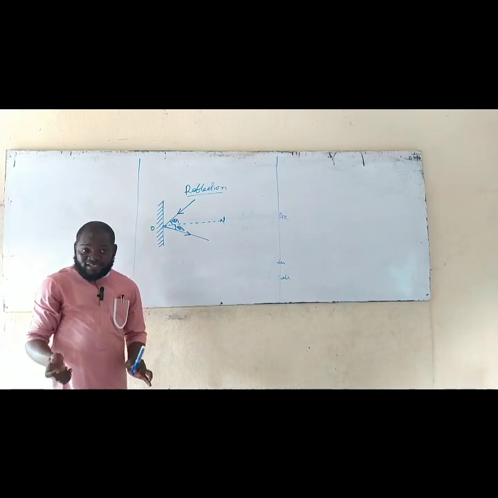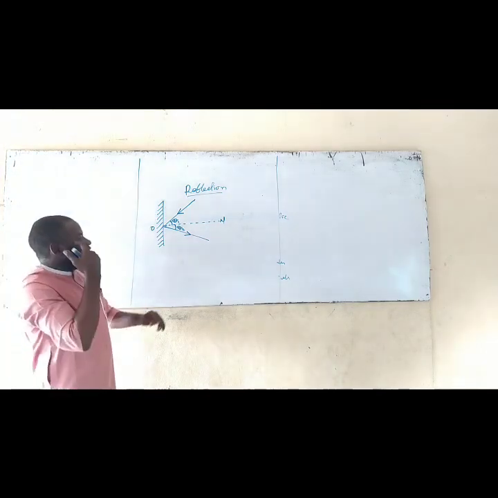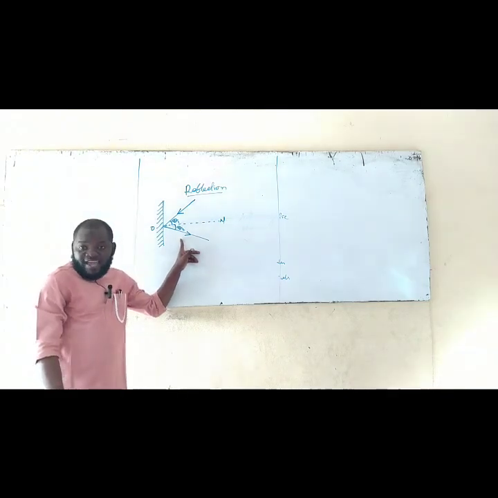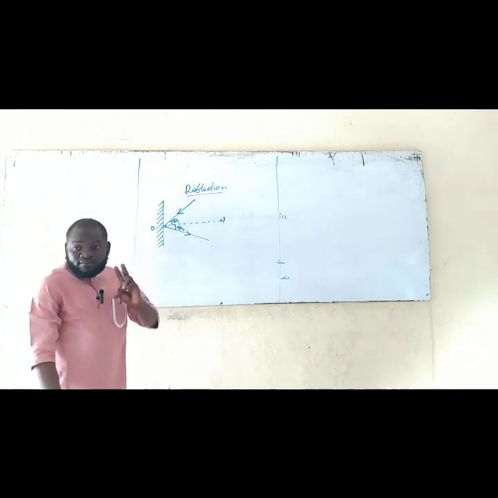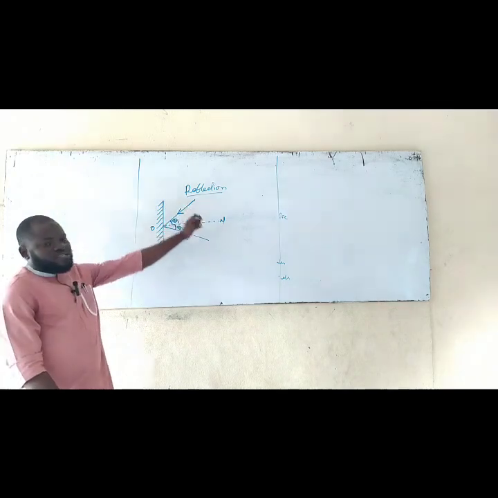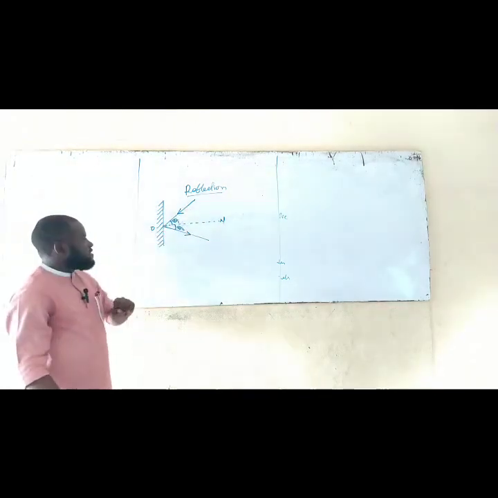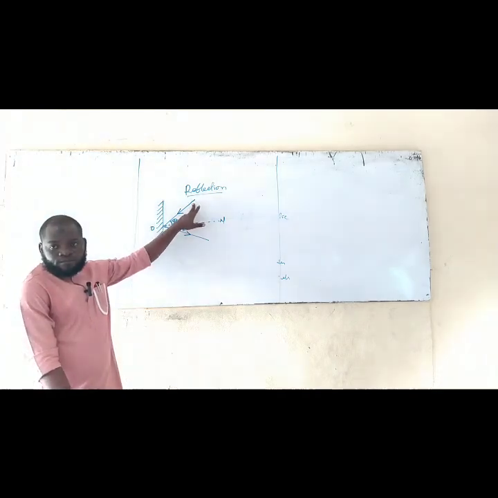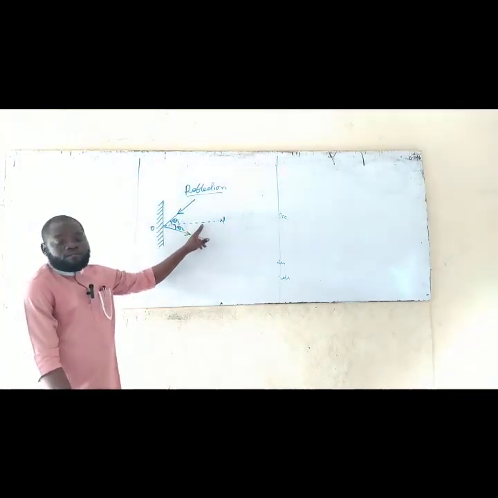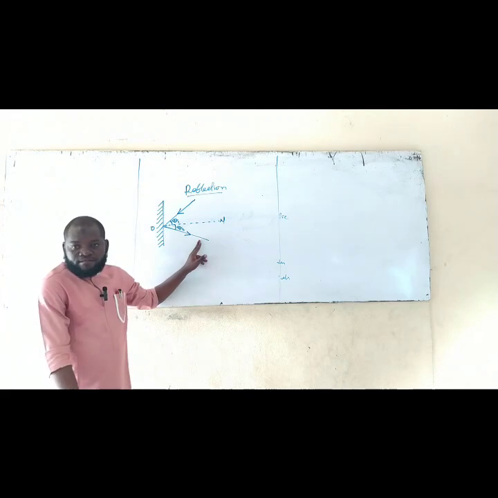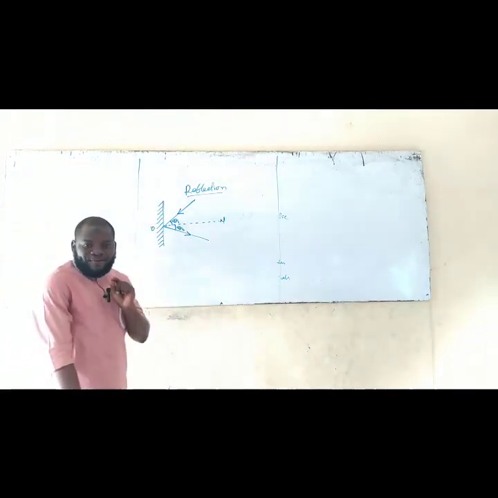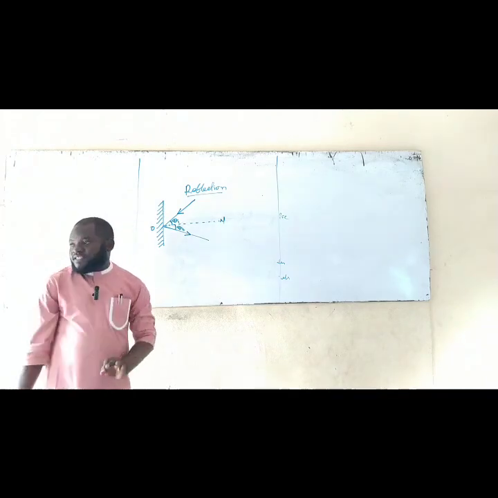Am I making this clear? Are you getting this now? There are two laws that can help you here. How many laws? Two laws. The first one says the incident ray, the normal, and the reflected ray all lie on the same plane at the point of incidence.